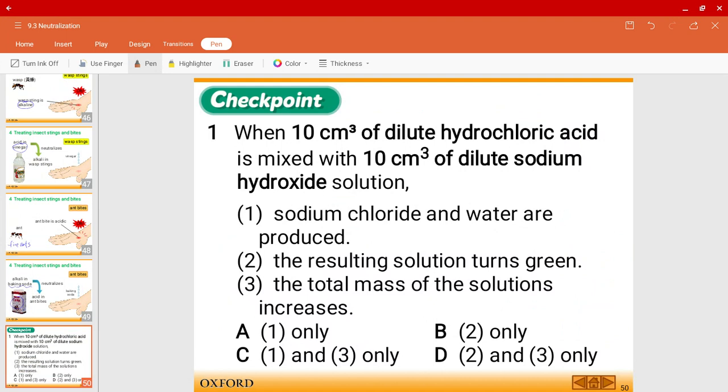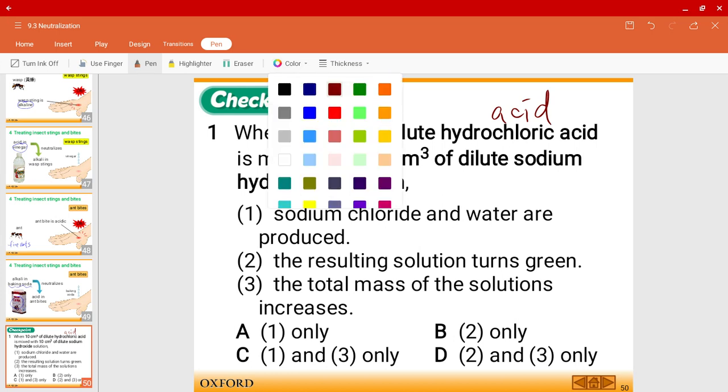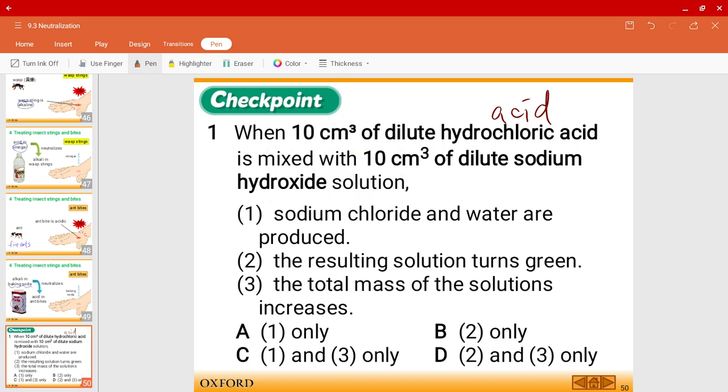When 10 cm cube of dilute hydrochloric acid, so we all know this is an acid, is mixed with 10 cm cube of dilute sodium hydroxide. By now, without me telling you, you should also know by yourself that this is an alkali. Let's read the options down. Sodium chloride and water are produced. Is it true? The answer is yes, because sodium chloride is a salt, water is water.